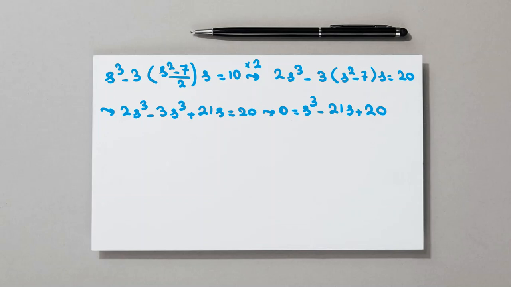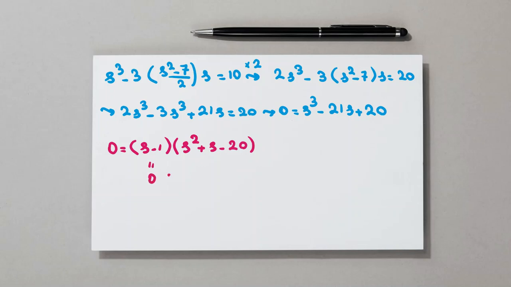Now we see s equal to 1 works. Okay? s equal to 1 works, so we can factorize. 0 equals (s minus 1) times... s squared: it will be s cubed minus s squared. We don't have s squared here, so we place plus s. It will be plus s squared minus s. We want to reach negative 21s, so we place negative 20. It will be negative 20s, minus 20 times negative 1, plus 20, equals 0.